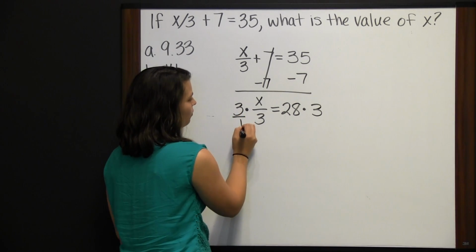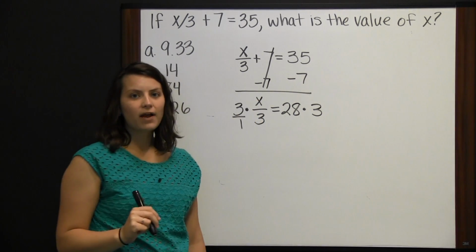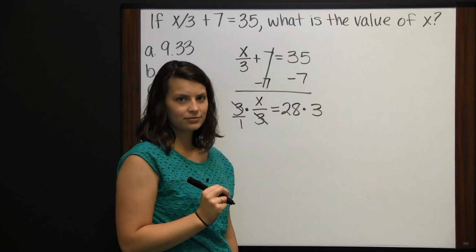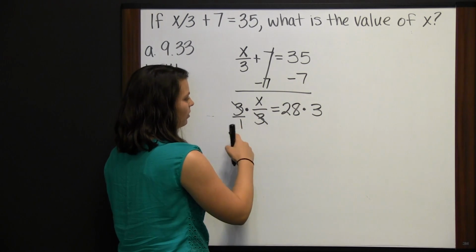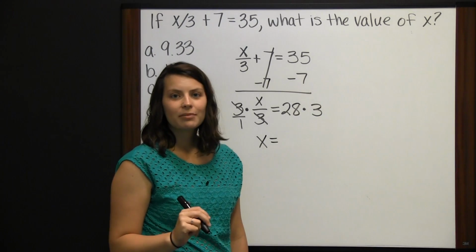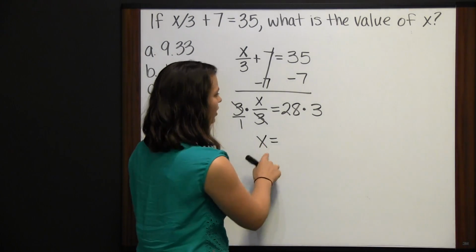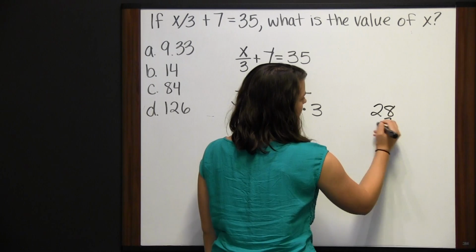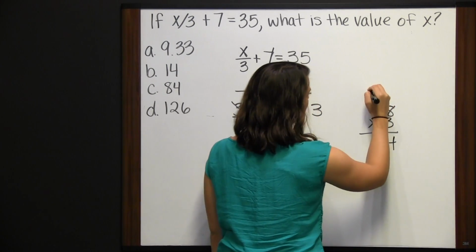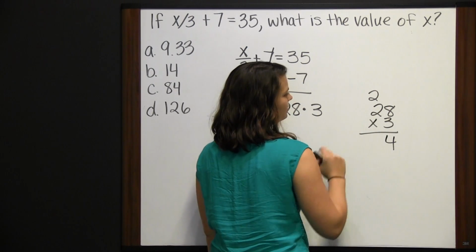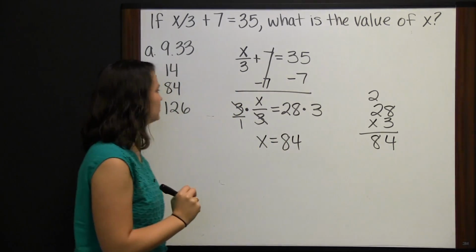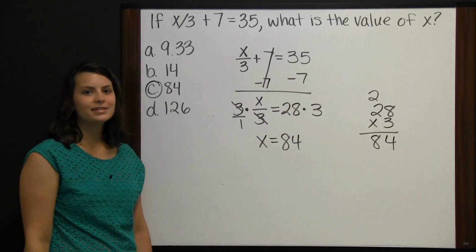If you put this 3 over 1, now you're multiplying two fractions together, and the numerator and this denominator cross cancel, and you're simply left with x divided by 1, which is just x. So now if we determine what 28 times 3 is, we'll have our answer. 3 times 8 is 24, so write the 4 and carry the 2, and 3 times 2 is 6, plus 2 is 8. So that means that x is 84, which is answer C.